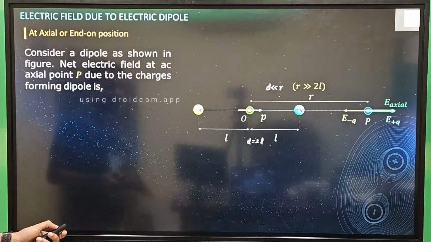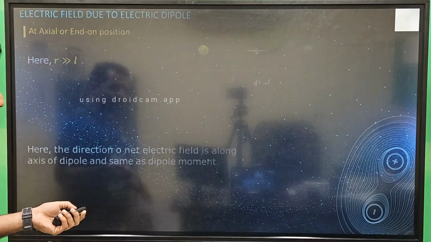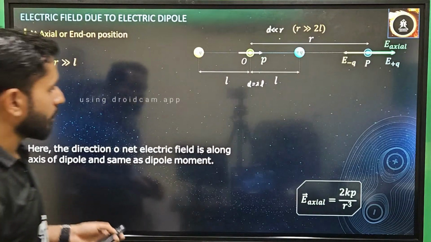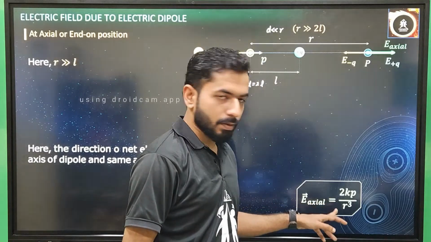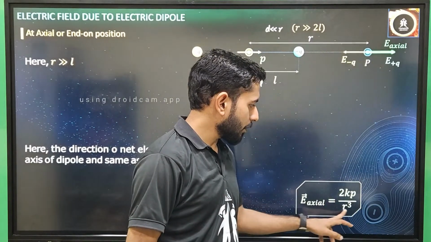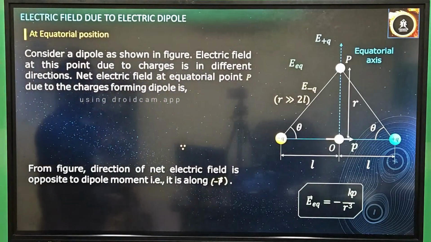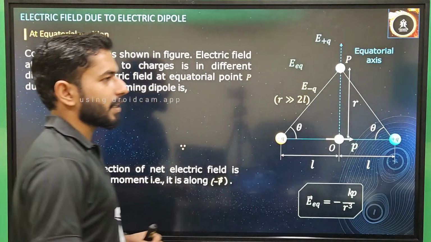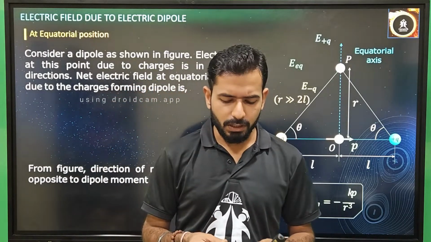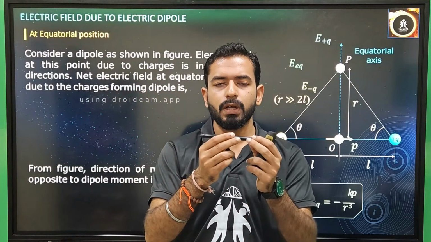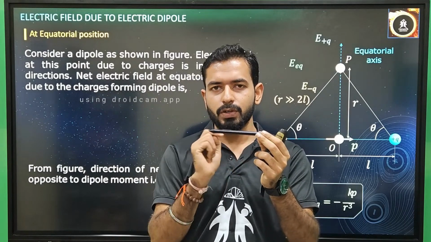Now move to the next one. This is the complete derivation part that you can go through, and finally when you take all the approximations, the result at axial position will be equal to 2kp divided by r cube. Same thing that we have derived. Now come to the second one, that is equatorial position. Firstly understand what kind of position I am trying to tell. What is equatorial position? If this is a dipole, this arrow is showing you the direction of dipole, negative to positive.